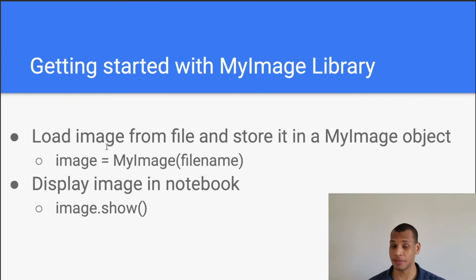Okay, so to actually get started, if you want to load an image from a file and store it in a MyImage object, you can do this: image is equal to MyImage, and then you specify the file name there. Next, if you want to display that image in the notebook, you can just say image.show.